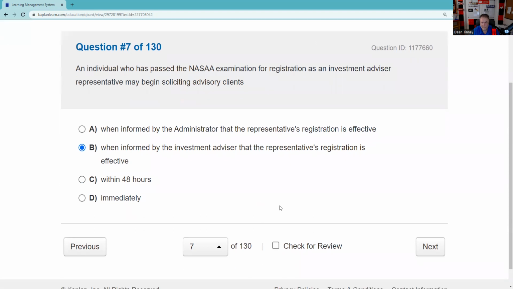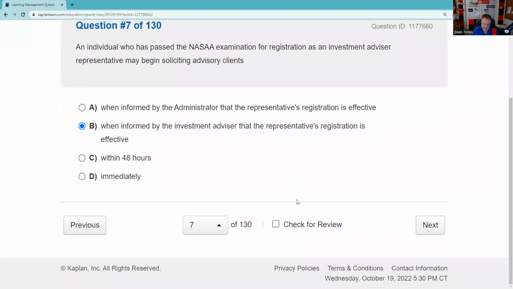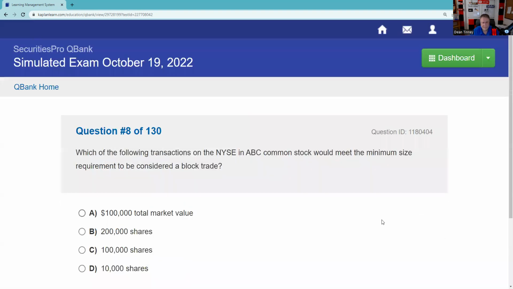Be careful, don't fall for the trick of saying it's when you pass your test. It's when your registration becomes effective. And again, very important word: we don't use the word approve. We don't use the word guarantee. Those are nasty words. Effective is the word we use. It doesn't mean anything other than that. It's effective. So I'm going to say B on that one.